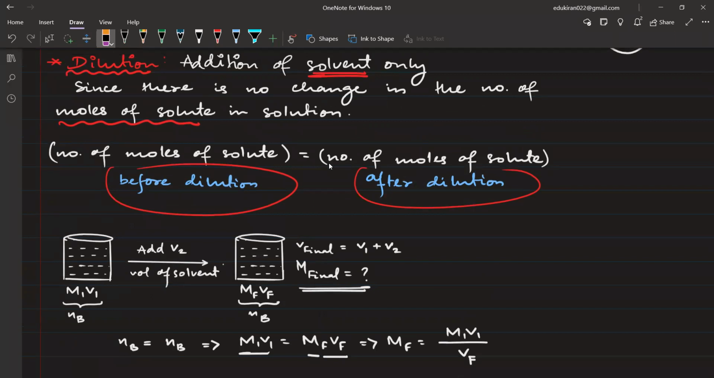The case of dilution. The most important point is this one: M1V1 represents the number of moles. Since the number of moles is not changing, the numerator will be M1V1, representing NB, the number of moles of solute, divided by the final volume.